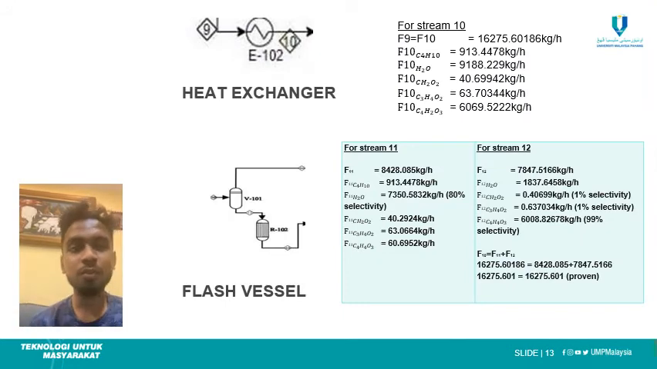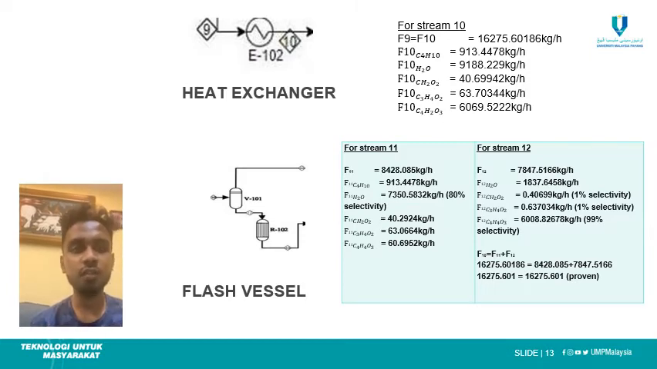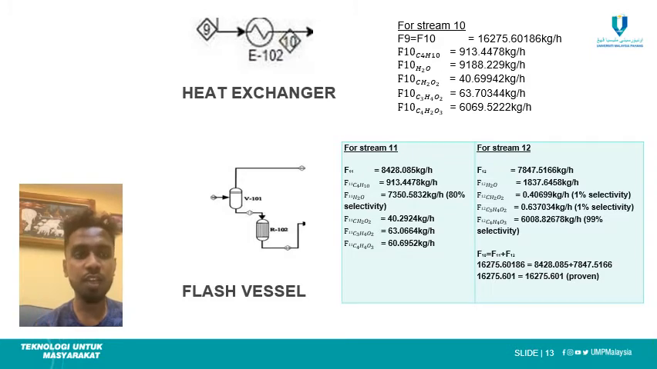So next up will be the second heat exchanger. As you guys can see from our PFD diagram, streams 9 and 10 have the same common function, which is lowering the temperature to 40 degrees Celsius of a reaction. So for stream 10, F9 is equal to F10. By applying the principle of conservation of mass, we will get 16275.60186. And by applying the same principle, we can also find out for butane, water, maleic anhydride, formic acid, and also acrylic acid.